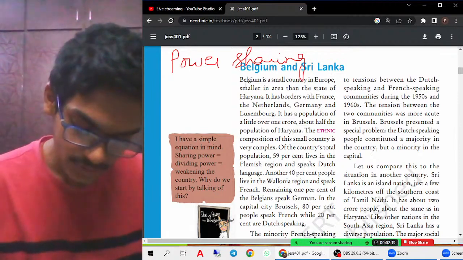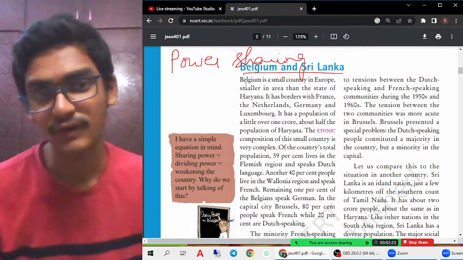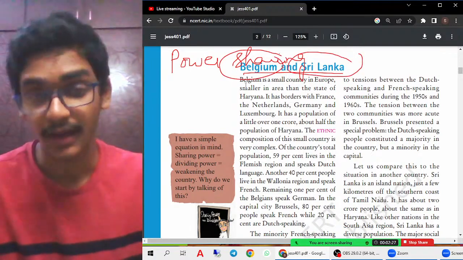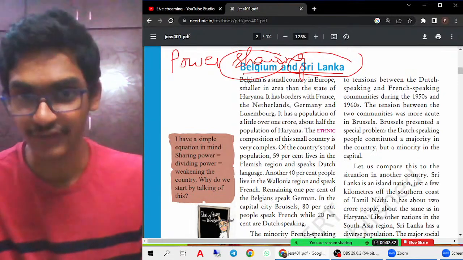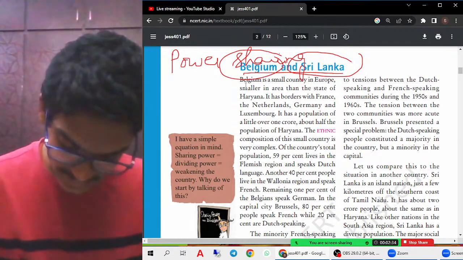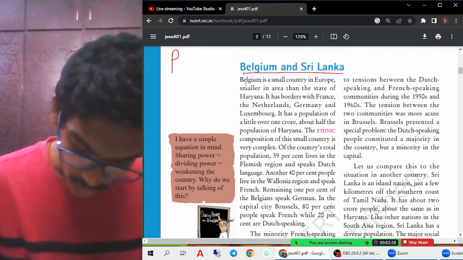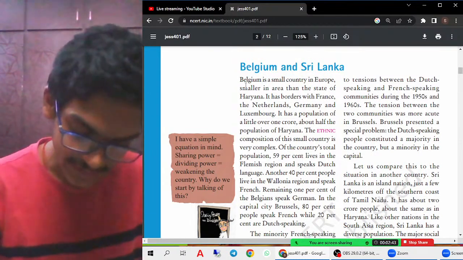Today we are mainly going to see the first important thing about Belgium and Sri Lanka: how power was shared in Belgium, how power is shared in Sri Lanka, and which one is more desirable as compared to the other. You are also going to see the difference. Okay, then let us understand the ethnic composition. First let us understand the geographical conditions of both the states, Belgium and Sri Lanka. Let us start with Belgium.